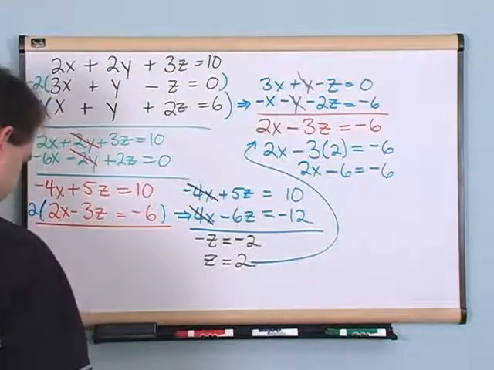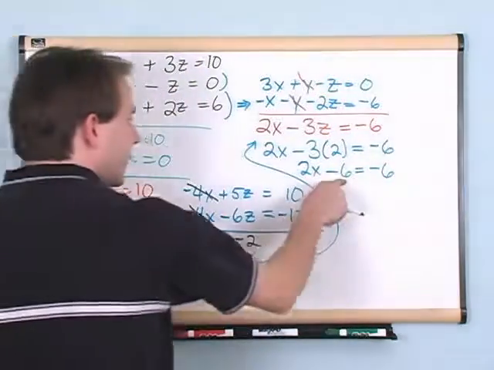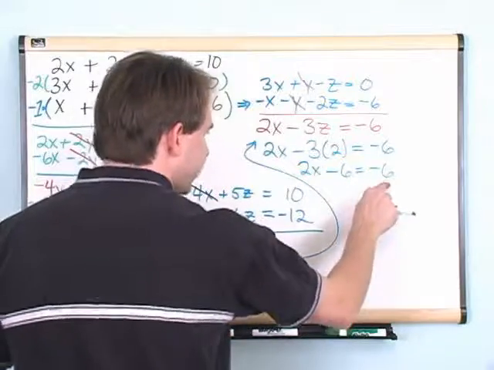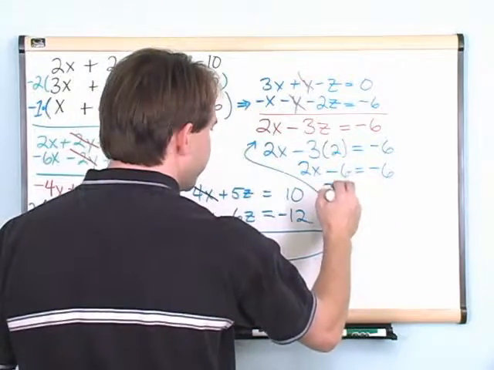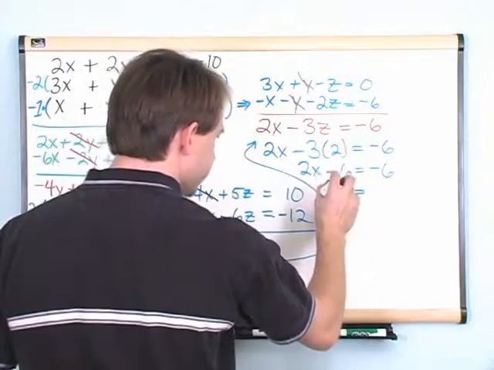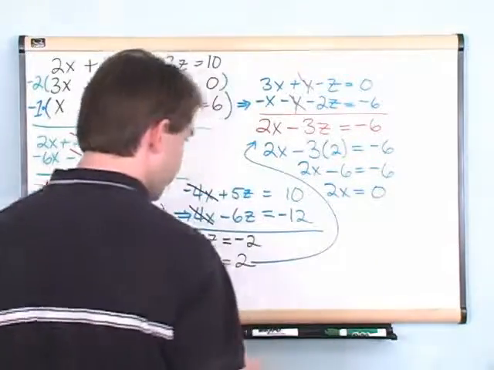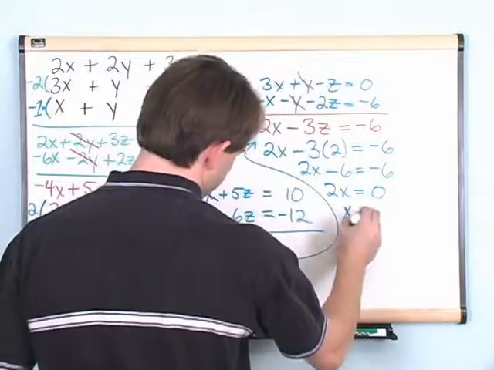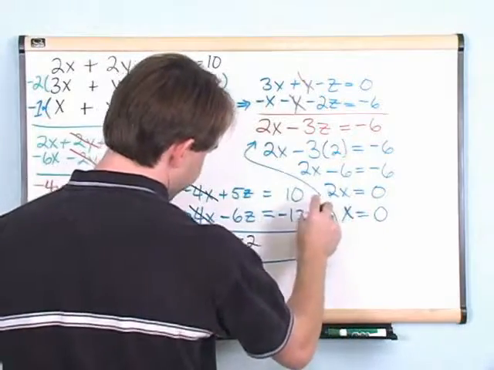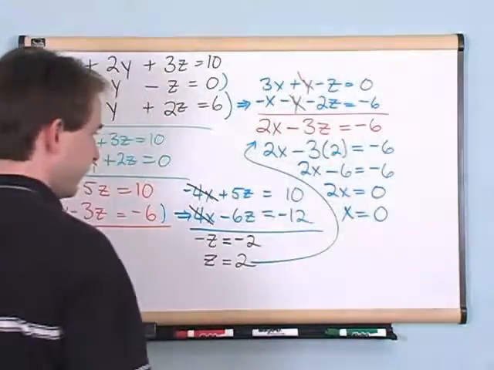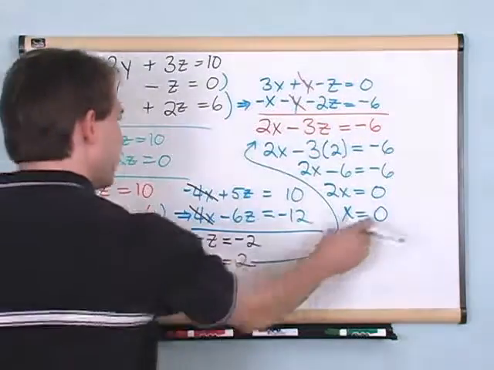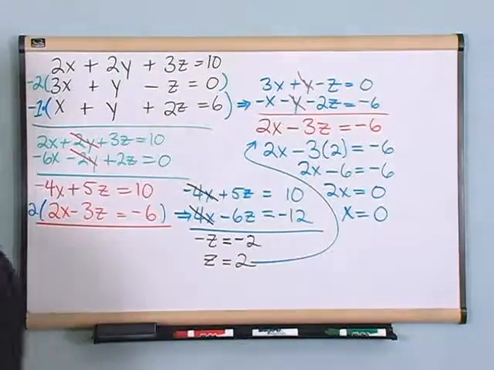Okay. And then I'm going to move this 6 over here by adding 6 to both sides. So I've got 2x equals negative 6 plus 6 gives me 0. So then x is just going to be equal to 0 because 0 divided by 2, if I divided both sides by 2, just gives me 0. Now I've got 2 of my variables solved for.